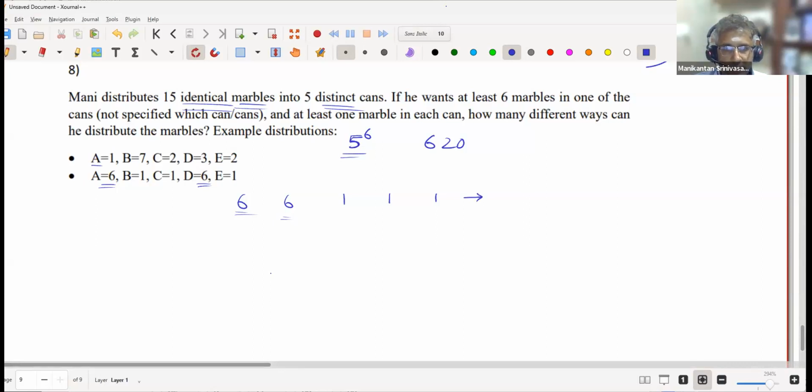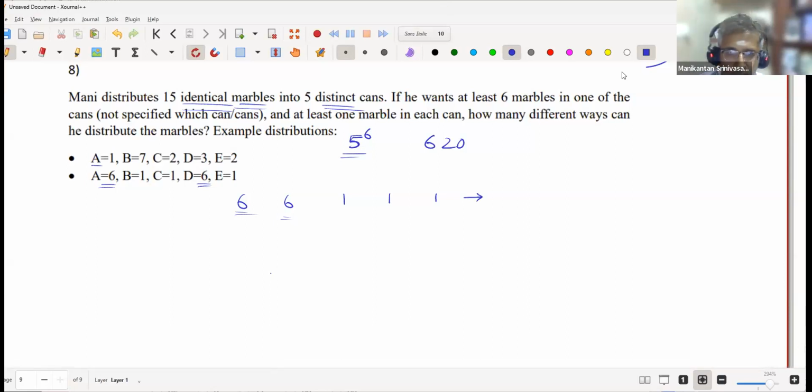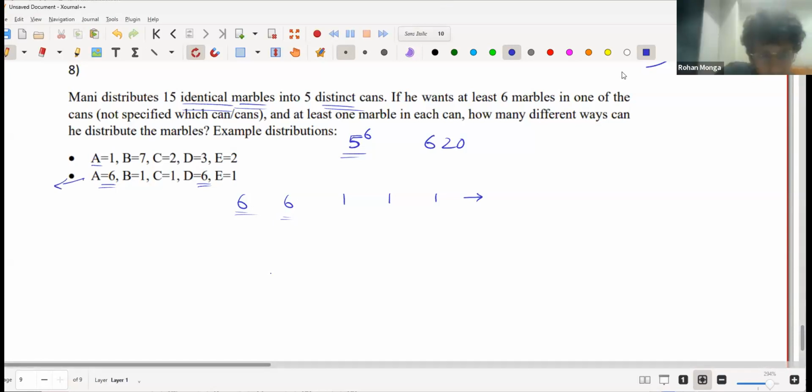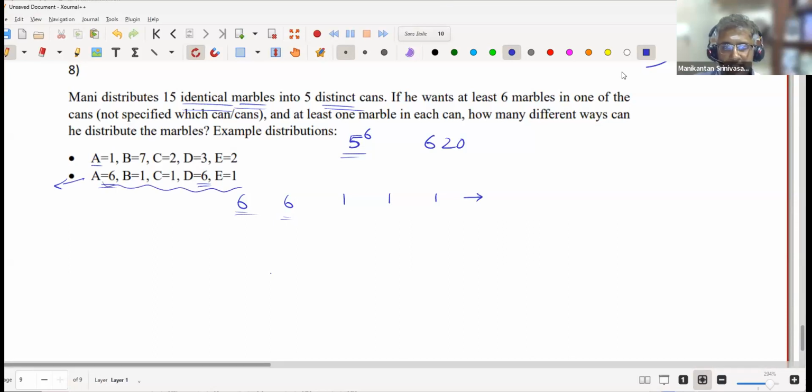So all we have to do here is, how do we do this? Okay, in fact, let's see, Rohan, for the 6, 6, 1, 1, 1 case, how many ways can I distribute for the second case? How many ways can I distribute based on this example? Like an example like this, how many will there be?